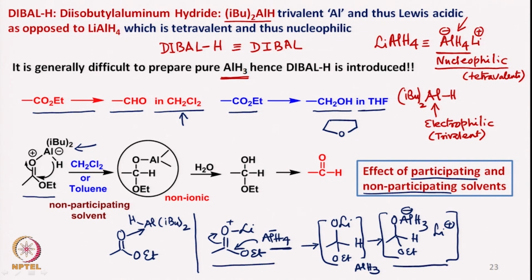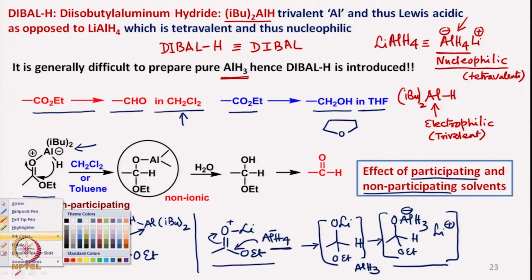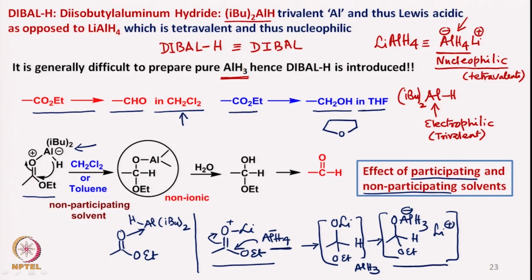On the other hand, in the case of DIBAL, the DIBAL, which is trivalent to start with, eventually becomes tetravalent and transfers the hydride the way I have shown it here, and that leads to the formation of an intermediate which is non-ionic. So, there is a difference between this intermediate and the intermediate formed via the reaction of lithium aluminum hydride. This is a non-ionic intermediate and this is an ionic intermediate.